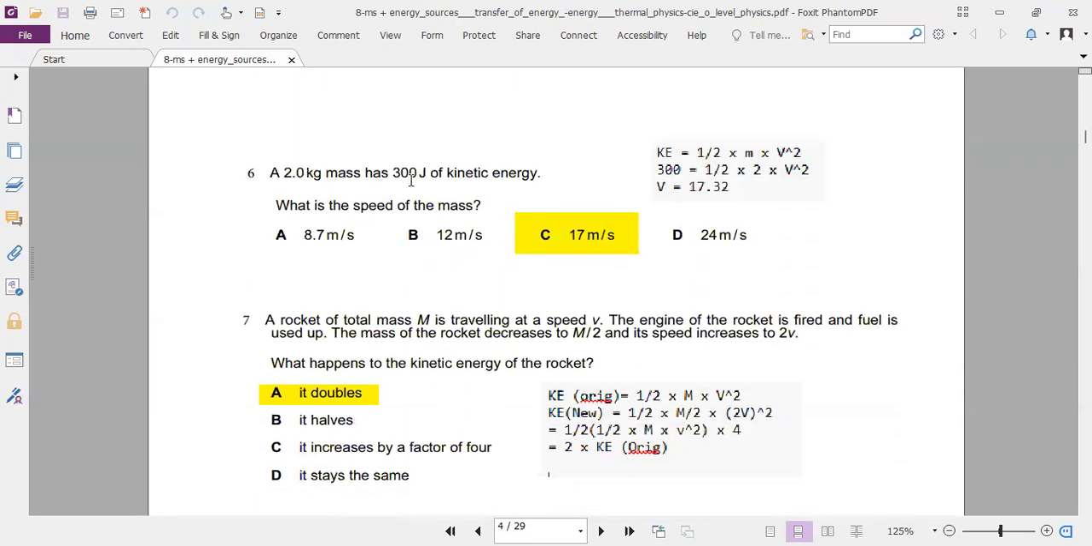A 2 kg mass has 300 joules of energy. The speed will be found from the kinetic energy formula. We input the values and we calculate this value.